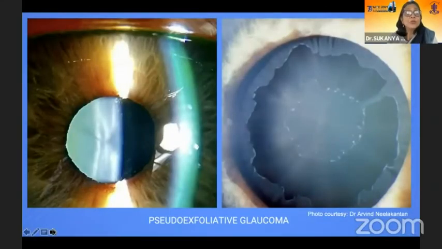It is important to do the slit lamp examination both in the dilated and in the undilated condition, especially because certain features may become very much more obvious. In a pseudoexfoliative glaucoma, if you dilate it, you will see the classical bullseye pattern of fibrillar deposits on the anterior capsule, and this might not be so obvious if it's not dilated.